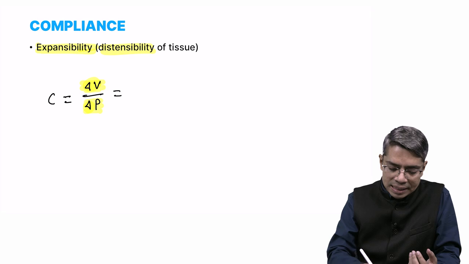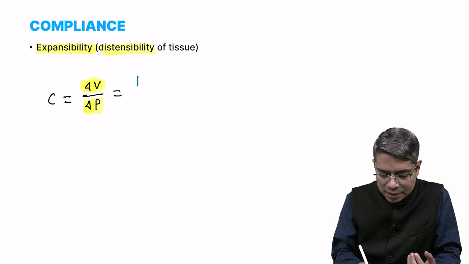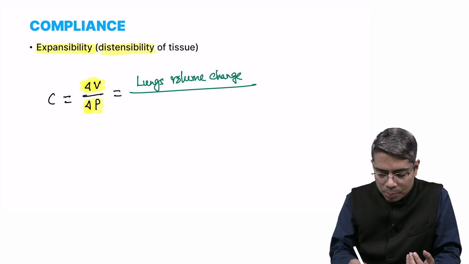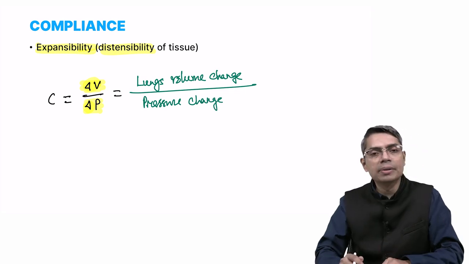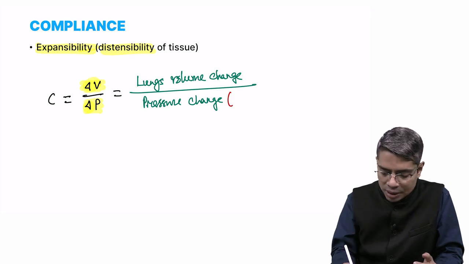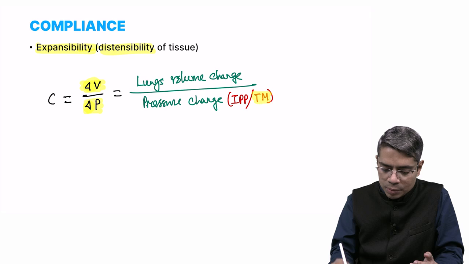So whenever we say delta V, it is the volume change. Volume change of what? It is the lung volume change, okay? The volume change of the lung upon your change of pressure, okay? Pressure change. So what pressure change are you thinking of? Whenever you are expanding the lung, either you have to change the intrapleural pressure or you have to change the transmural pressure. We have discussed the different types of transmural pressure.